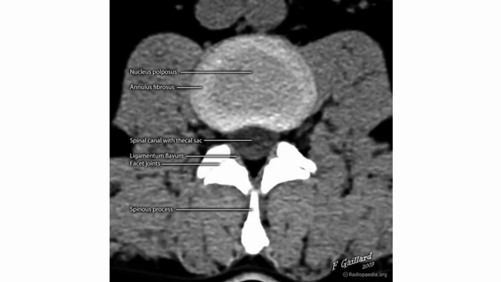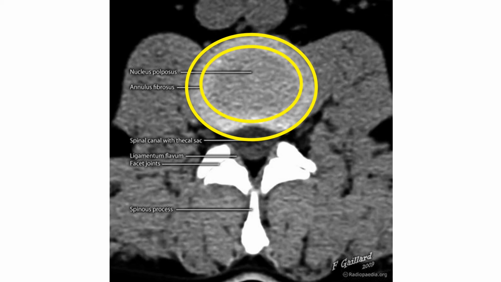Here is a CT scan image of the intervertebral disc, where you can see the outer ring of fibrocartilage and the inner nucleus made of jelly material called nucleus pulposus.